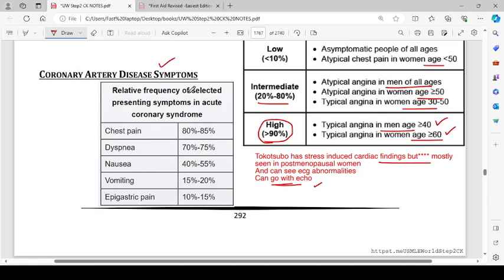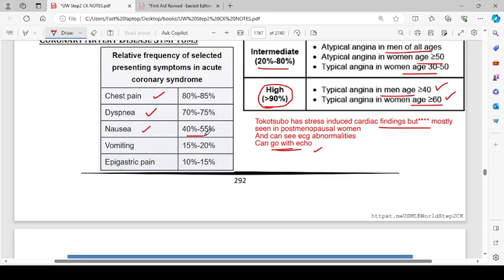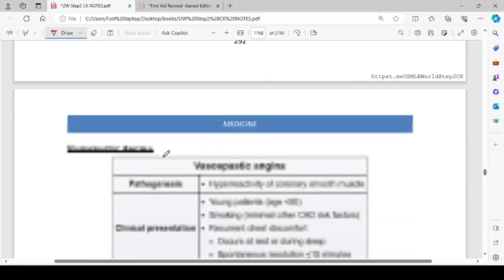Relative frequency of selected presenting symptoms in acute coronary syndrome. Chest pain is present in 80 to 85% of the cases. Dyspnea in 70 to 75% of cases. Nausea 40 to 55%. Vomiting 15 to 20%. And epigastric pain in 10 to 15% of the cases.